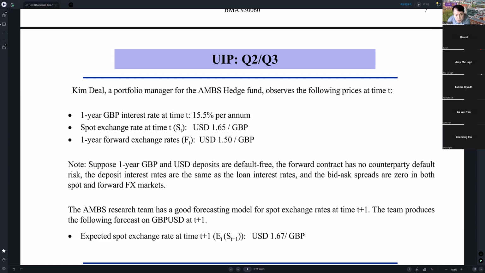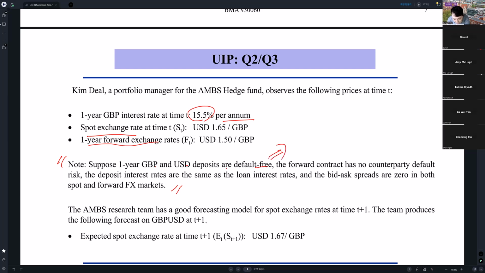Kim Deal, a portfolio manager for the AM Best hedge fund, observed the following prices. The 1-year pound interest rate is 15.5% per annum. Then the spot exchange rate and 1-year forward exchange rates are given. Now, suppose 1-year pound and dollar deposits are default-free. The forward rate has no counterparty default risk. And the deposit rate is the same as the loan interest rate. Bid-ask spreads are zero in both spot and forward FX markets.